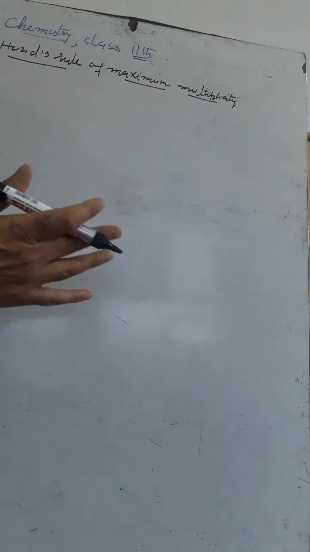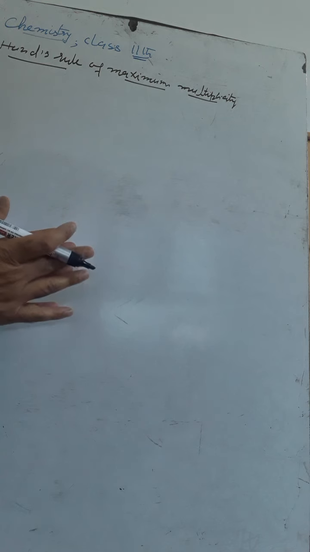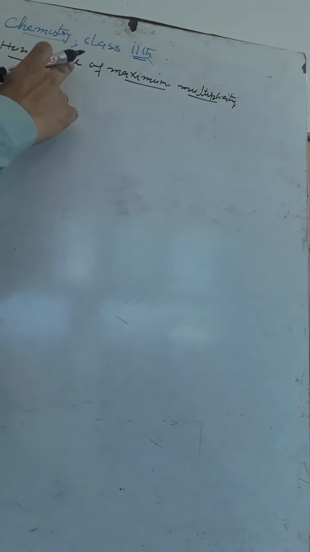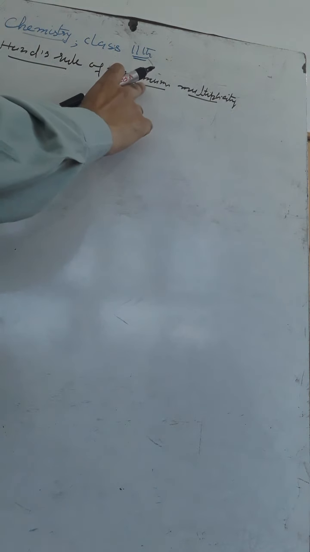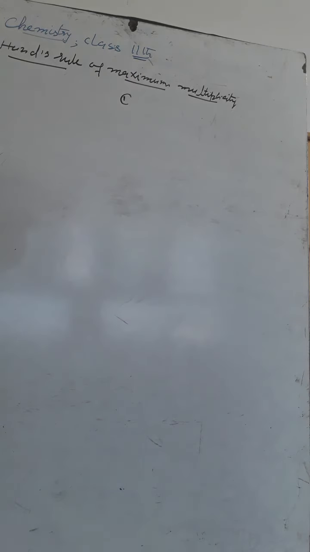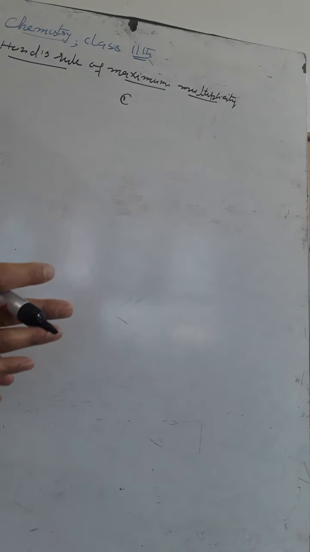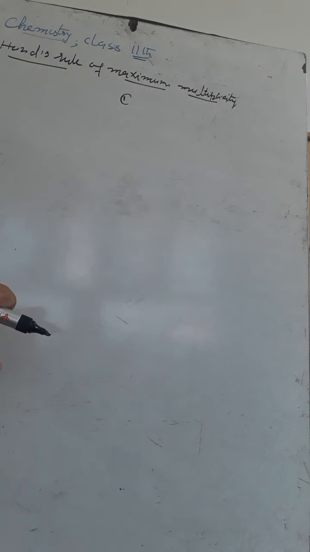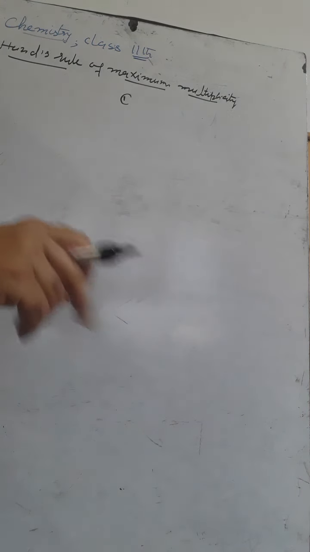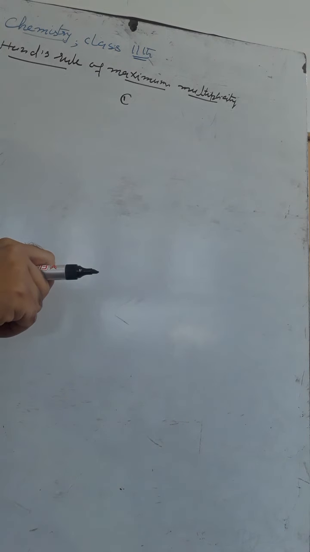My dear students, our today's topic is Hund's rule of maximum multiplicity. After Aufbau principle, after Pauli exclusion principle, we have now Hund's rule, and all these principles are relating with the filling of the electrons in the orbitals.